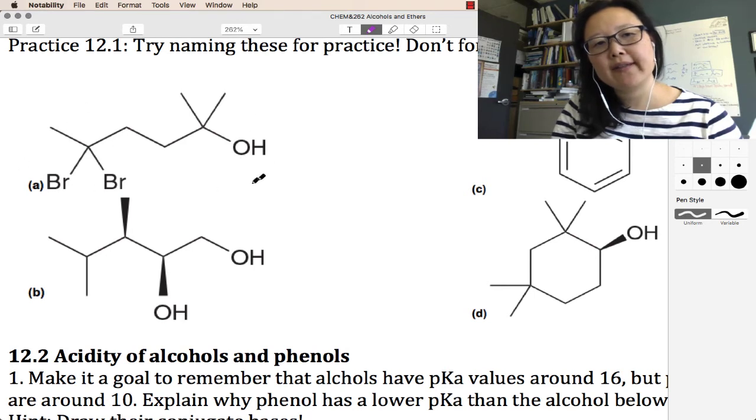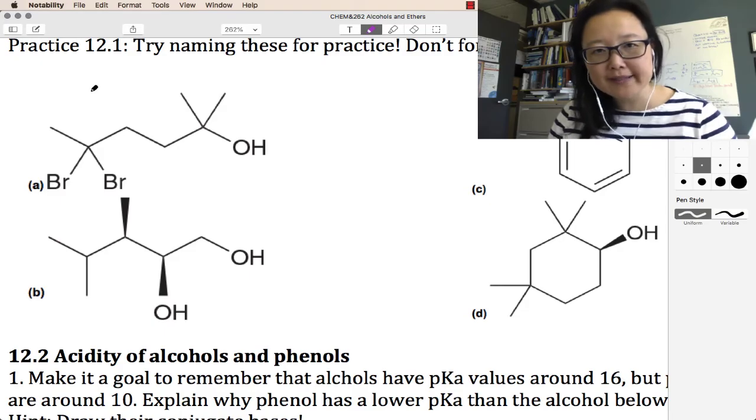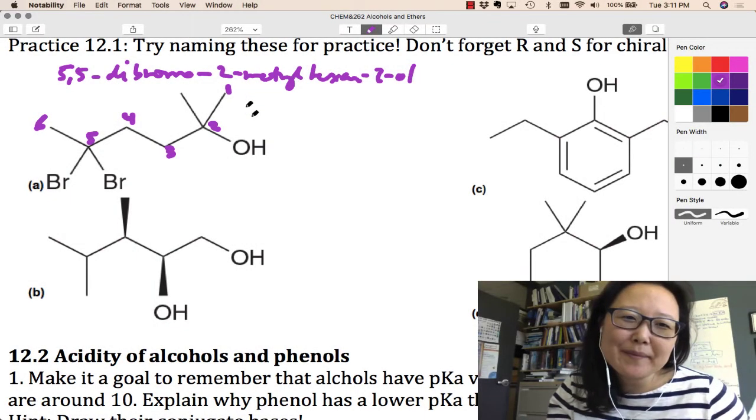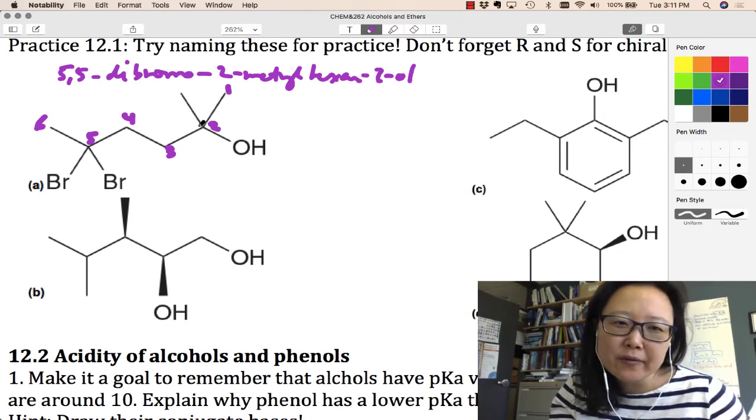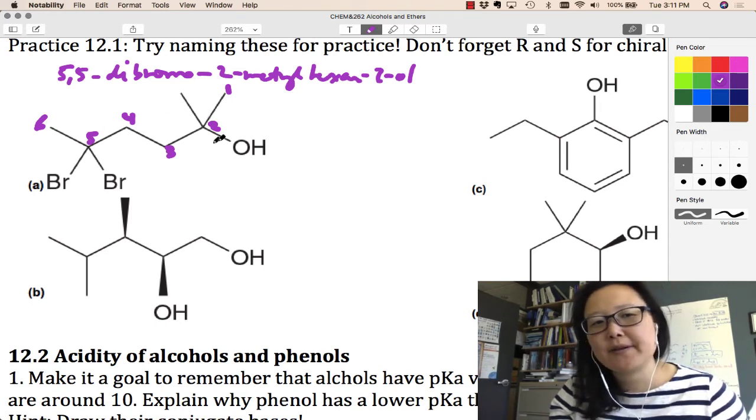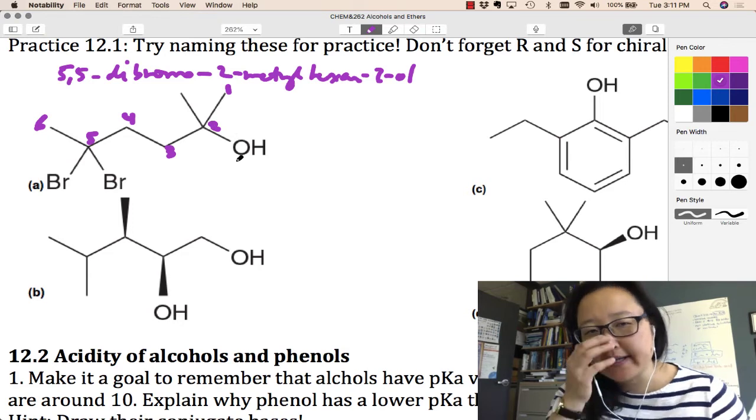So you want to find the longest chain. You want to give the alcohol the priority. So let's number this and then come up with a name. Okay guys, so for part A, I'm seeing a chain of 6 carbons with the hydroxyl getting the lower number 2 rather than starting this way. And then that puts the bromines at 5, but that's okay because OH has priority.